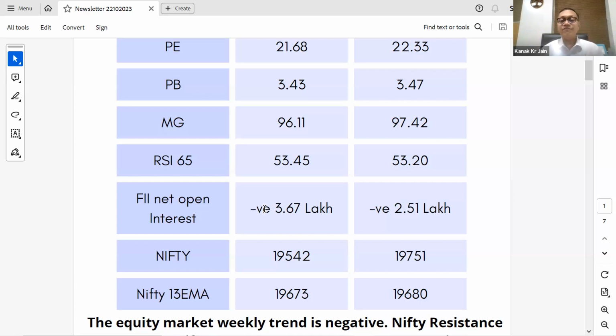Then comes Nifty. Nifty levels have reduced from 19,700, 19,751, 19,520 to today, I think it was 19,200 or something like that. Similarly, the exponential moving average is also coming down. So this Nifty exponential moving average and RSI, I will show you through a chart.